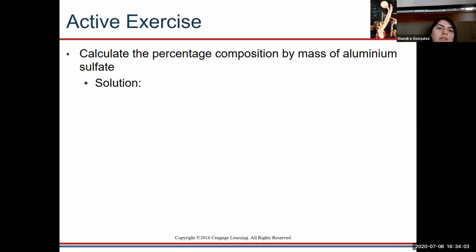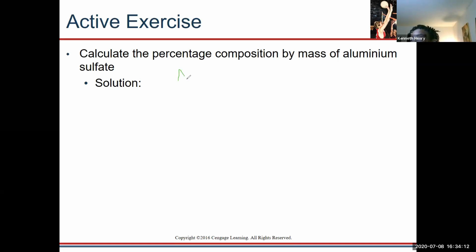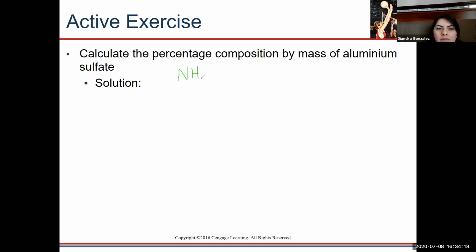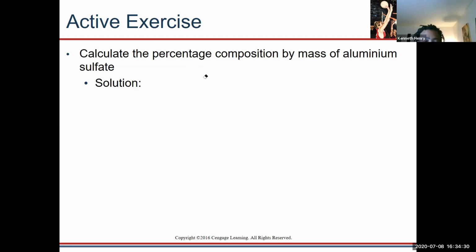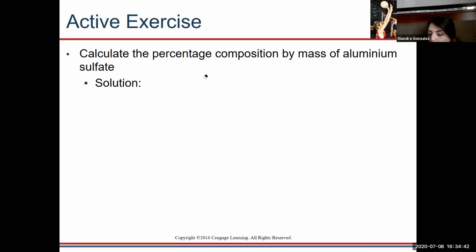Okay, so for aluminum you would do the NH. NH4, or wait, aluminum and an ammonium. Oh yeah, you're right. Sorry. That's right, it's a common mistake. Okay, so what would be aluminum? Aluminum would be Al.